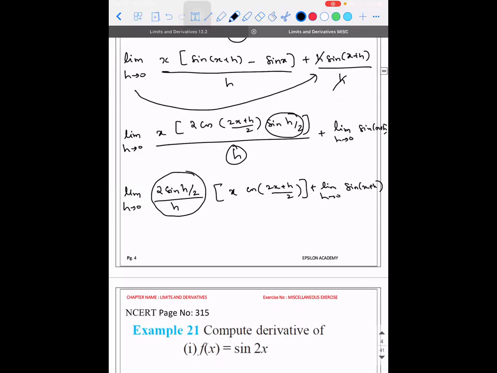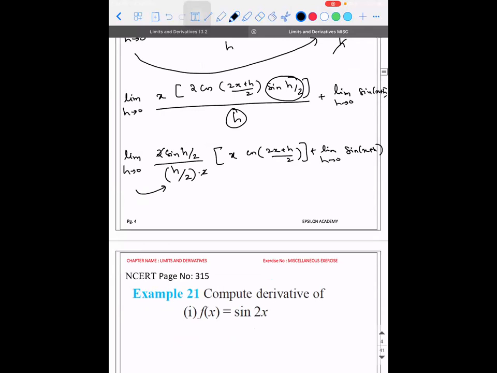So here what should I ensure? I need to have a divide by 2, sir. Divide by 2 and multiply with 2. 2 and 2 will get cancelled. H tends to 0, sin h by 2 by h by 2 will be 1. X into cos x plus, substituting the limit, it will be sin x. Do you understand what I did? I substituted the limit to each term.